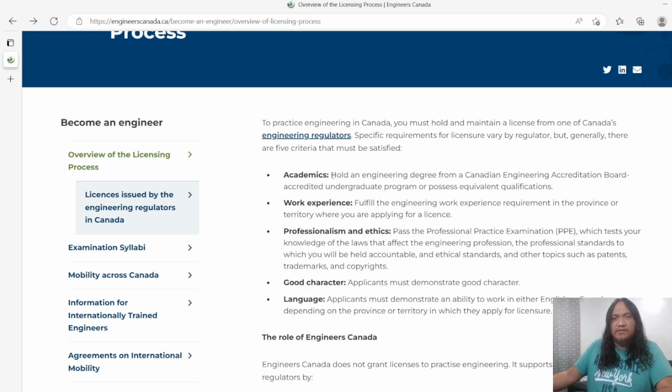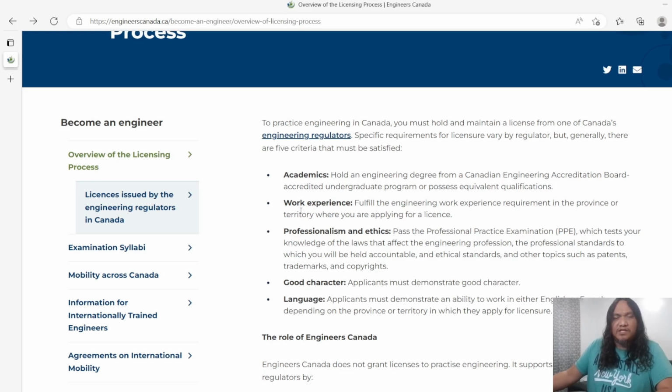possess equivalent qualifications. So basically what it means is, if you are not a graduate in Canada or in a Canadian school, basically if you graduated from outside Canada, then you have to have your credentials and academic records evaluated by the respective regulating body.